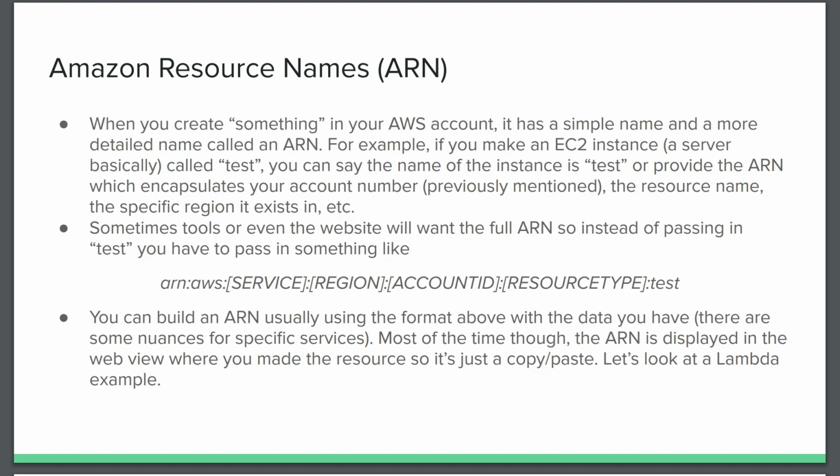You can build the ARN using the format above because technically you have all that data. You know what the service name is, you know what the region name is, you know what your account ID is, you know what the resource type is. So you can build it manually, and I'll show in a second what those wikis look like. I'll also show that the ARN in most cases in the web UI is just displayed somewhere on the page, so you can just copy it because it's already pre-populated.